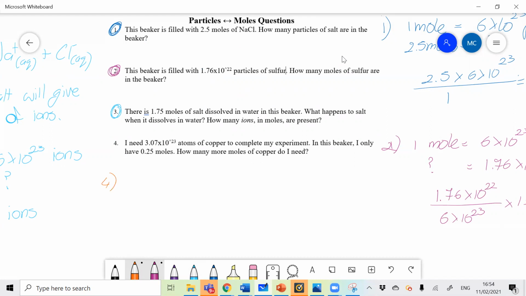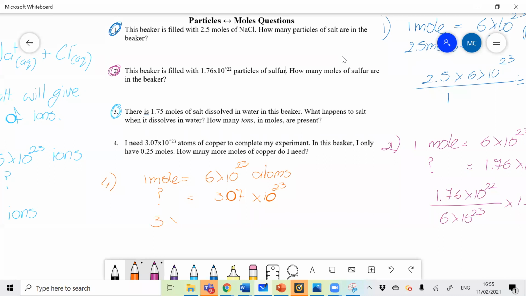I need 3.07 times 10 to the 23 atoms of copper to complete my experiment. In this beaker, I only found 0.25 moles. How many more moles of copper do I need? So first, we need to find how many moles of copper we originally need. Okay? So we know that 1 mole equals 6 times 10 to the 23 atoms of copper. How many moles equals 3.07 times 10 to the 23?